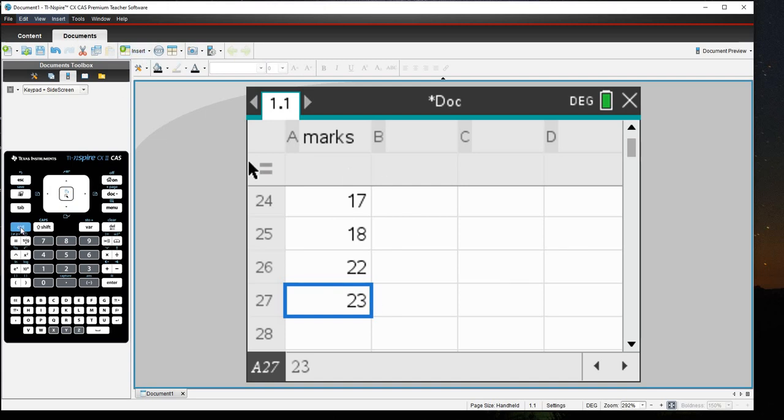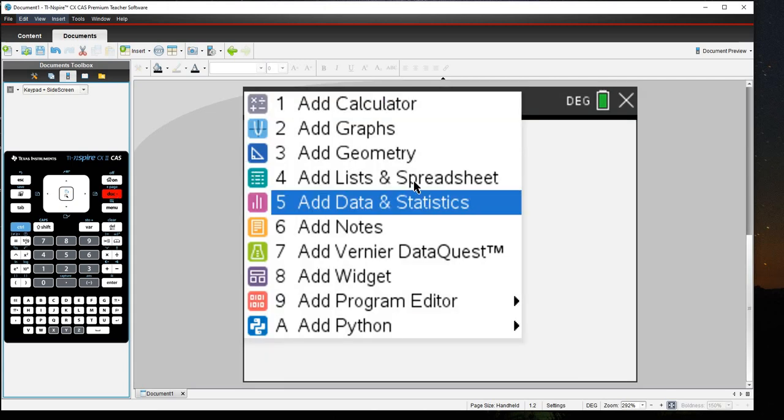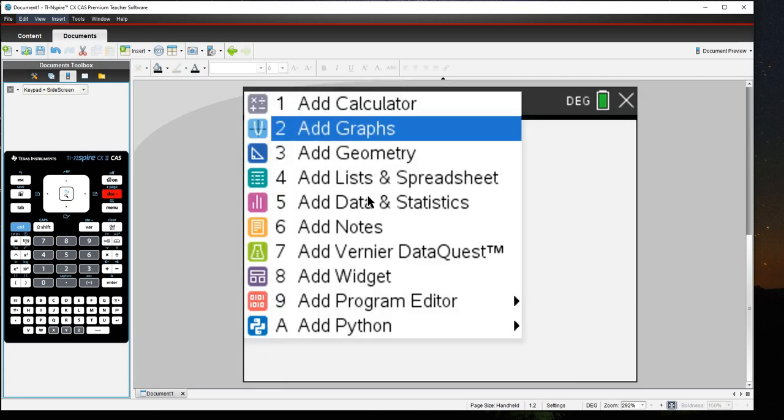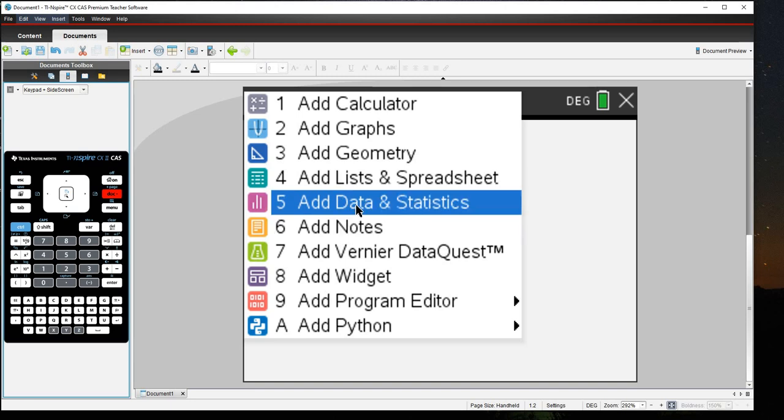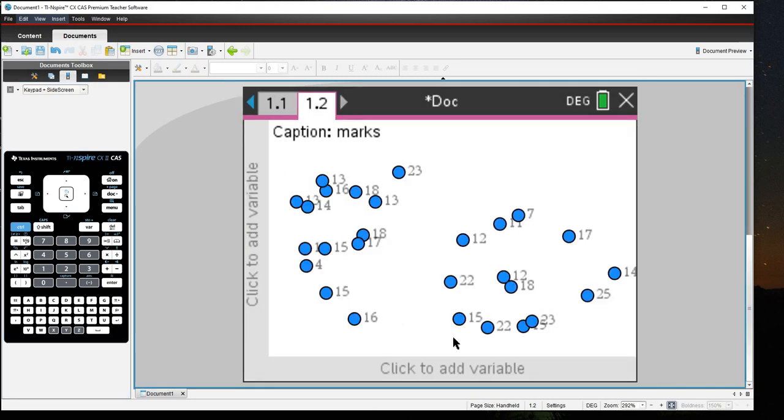The next step you want to do, you want to press Control and you want to press this document. And see that little page sign that's in that blue color? That's what it's going to do because we press Control. So it's going to add a new page. And it looks like this. And the page we want to add is not calculator, not graphs. It's actually this data and statistics. And then we've got this.